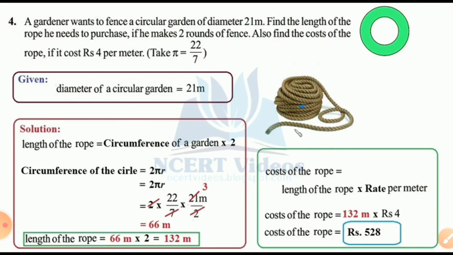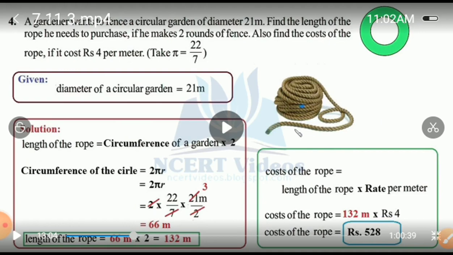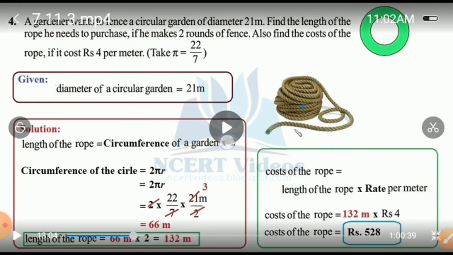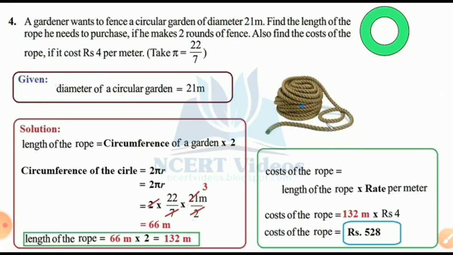The diameter of the circular garden is given, 21 meter. Can we find the radius of the garden? Why not? Length of the rope is equal to circumference of the garden multiplied by 2. Circumference of a circle we know, 2 pi r. 2 as it is. Pi means 22 upon 7 multiplied by 21 by 2. Why 21 by 2? Yes, because the diameter is given as 21 meter as per the question.